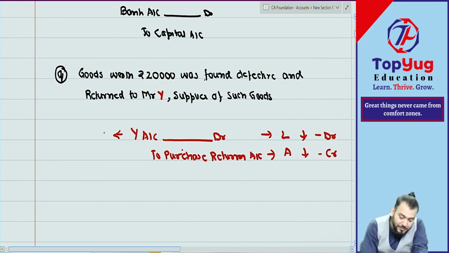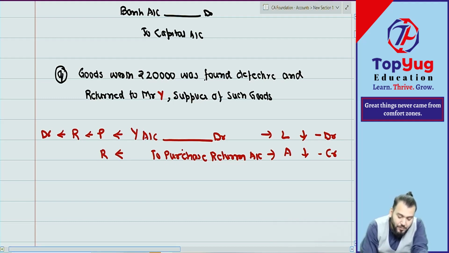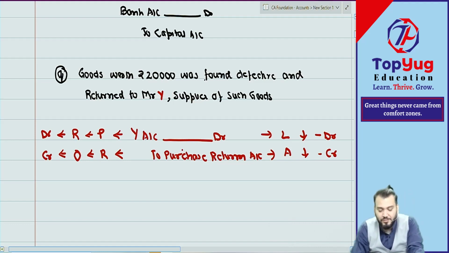Similarly, if you want to apply traditional rules, tell me: Y account is what? Personal account. Debit the receiver. So Y is receiving back the goods, and debit the receiver, so it will be debited. And purchase return is what? Real account. Goods are going out, and going out means what? Credited. Understood? Correct? Simple.